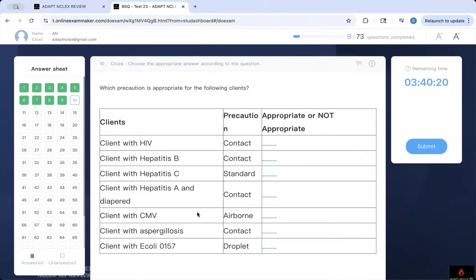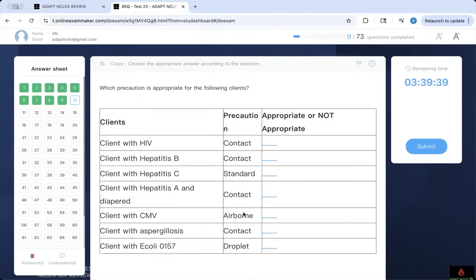Infection control. Know them. You cover 15% of your test. Know them. Which precaution is appropriate for the following? Client is HIV. Client is Hep B, Hep C, Hep A who is diapered, CMV, aspergillosis, and E. coli. What do you think? Contact precaution, ask yourself, is it appropriate or not appropriate? B, C, all of them. You've got to select. If it's appropriate, select. If it's not, you have to know the precaution associated with it. Pause the video and select your answer, then proceed.